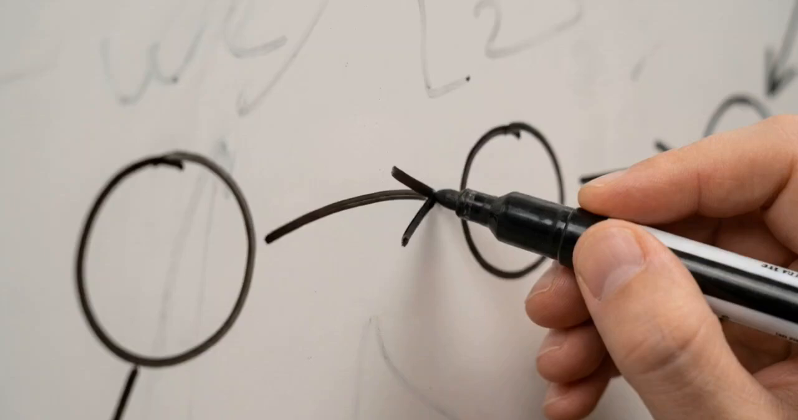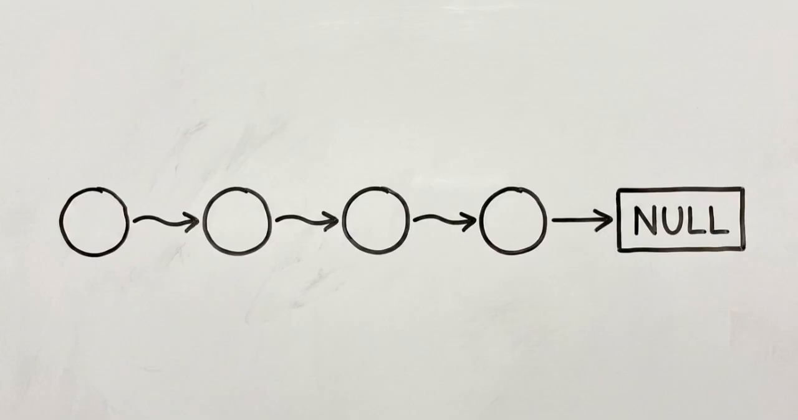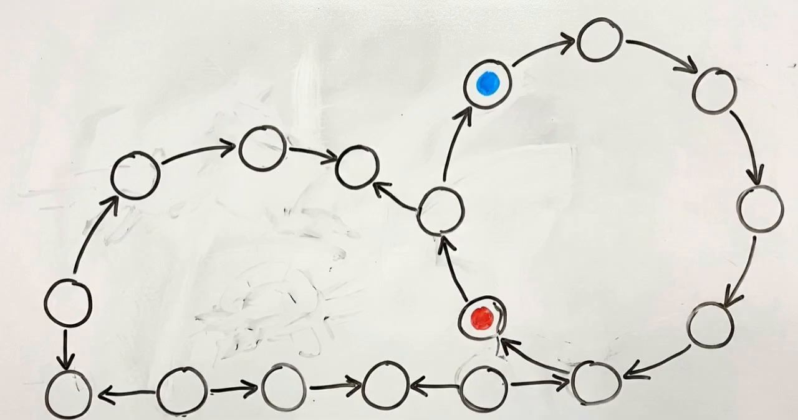Let's set it up. Here is our linked list. We place a slow blue dot and a fast red dot exactly at the head node. The rules are strict. The slow blue pointer moves forward one node at a time, while the fast red pointer moves two. If this list is a straight line, the fast pointer will simply hit the end. But if there's a loop, both pointers will eventually end up trapped inside of it.